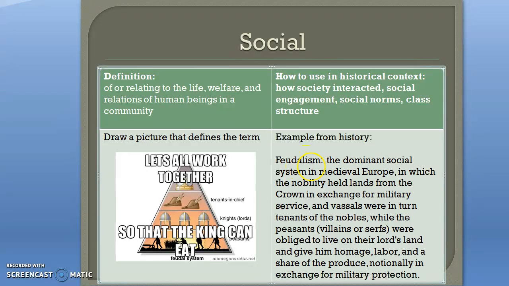So again, feudalism is the dominant social system in medieval Europe, in which the nobility held lands from the crown in exchange for military service. In a way, it is sort of a social contract. Social contract stating that we give a little to gain a little from our government. We give up some of our rights, not a lot, but some of our rights in exchange for protection.